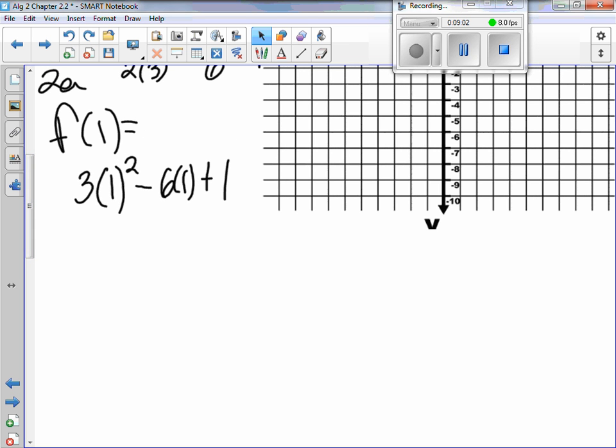Now I'm going to move this down here so it's not over the top of the graph. So all I did is I replaced everywhere there was an x with 1, because we were saying f of 1, not f of x anymore. Questions on this here?